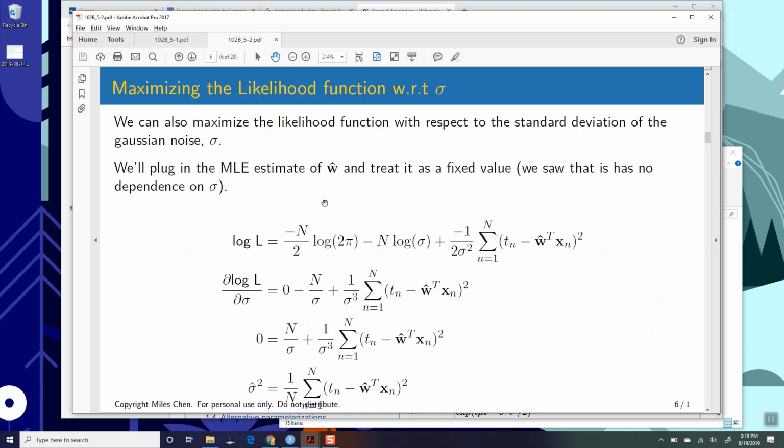So I follow the same process. Here's the log likelihood, and now I take the derivative of this with respect to sigma. And so what do I get? This zeroes out. N log sigma becomes negative n over sigma. And then this whole thing becomes 1 over sigma cubed times all of this. This is a constant with respect to sigma. And we're going to set this equal to 0 and solve for sigma. What we get is that sigma squared ends up being 1 over n times this.